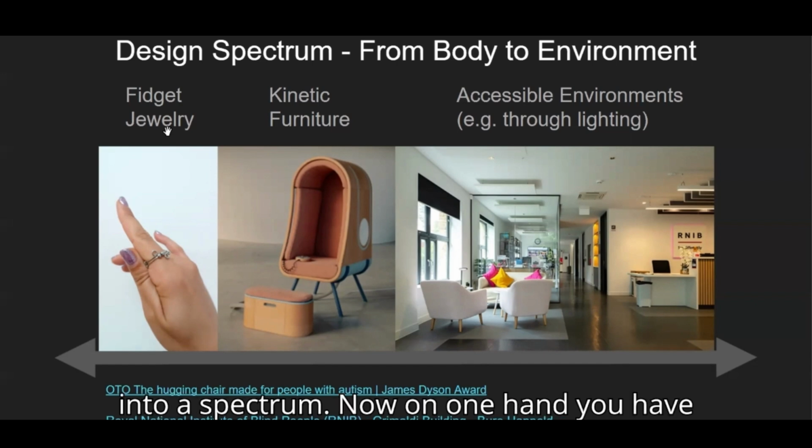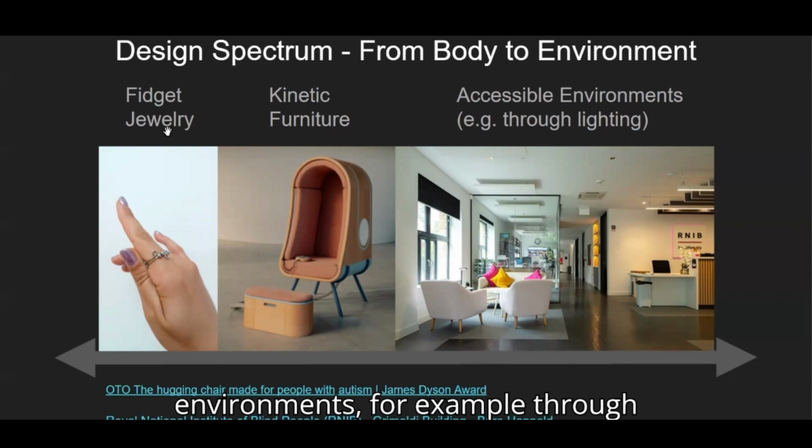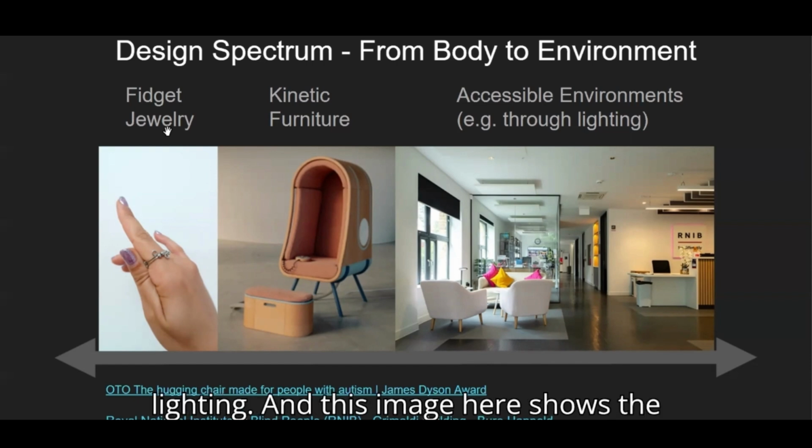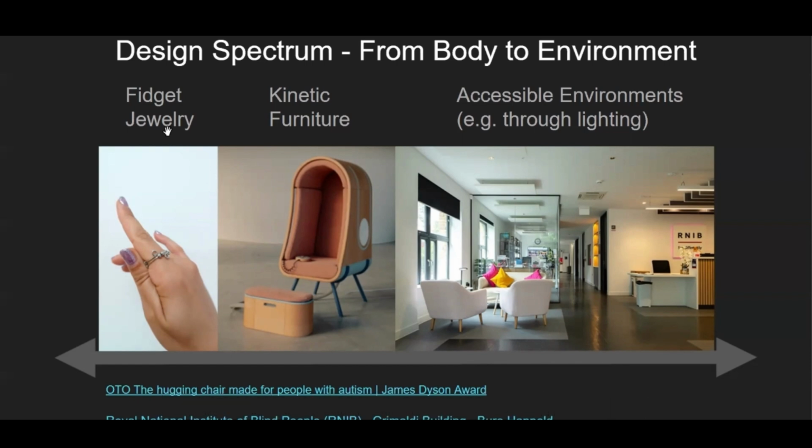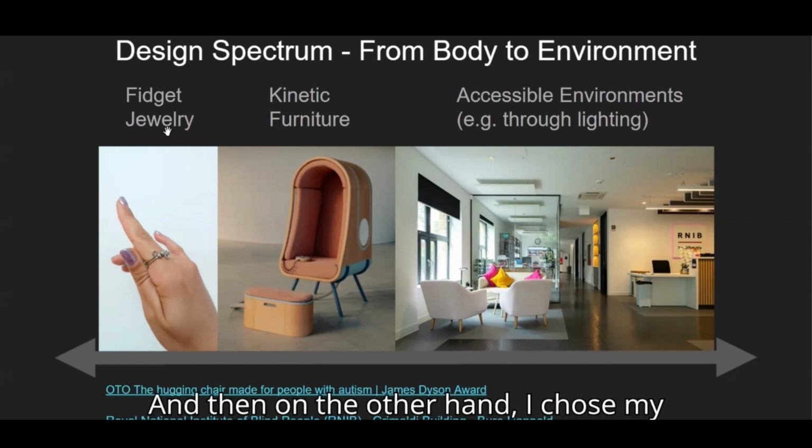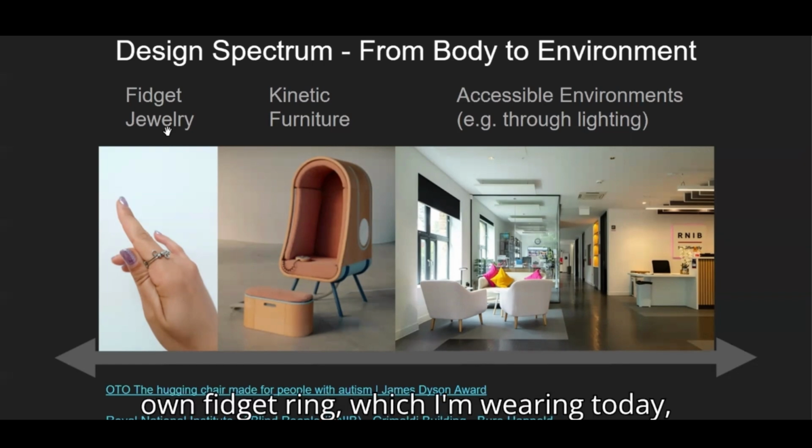Now, on one hand, you have built environments, accessible environments, for example, through lighting. And this image here shows the first building built according to the PAS 6463, which is the standard for neurodiversity. And then on the other hand, I chose my own fidget ring, which I'm wearing today.